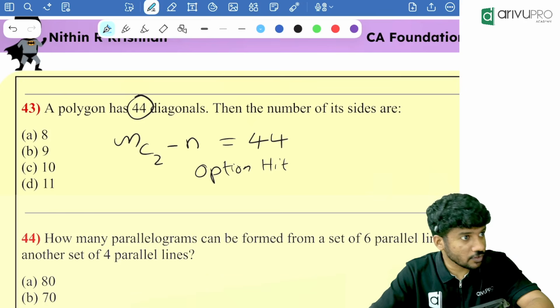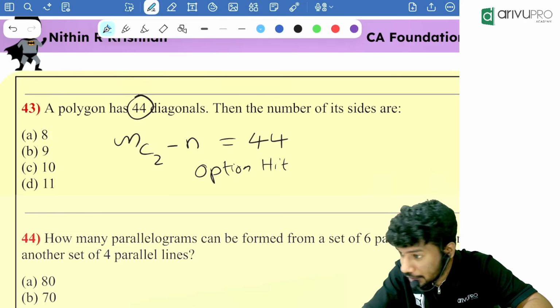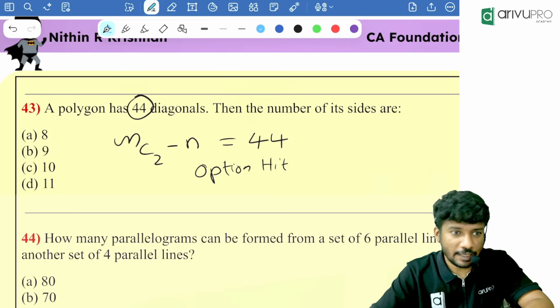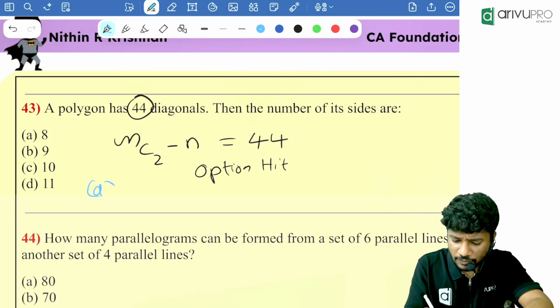Yes, Srimati, right answer. Yes. Everyone. Darshana, how much? Right answer. Perfect. Done. Krishna got it? 11. Right answer. Now option hit.